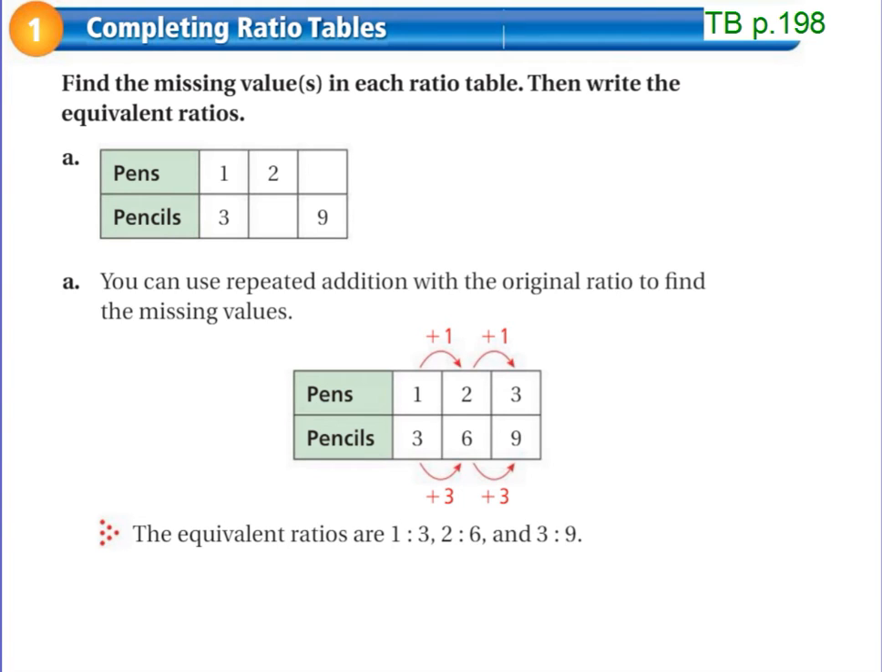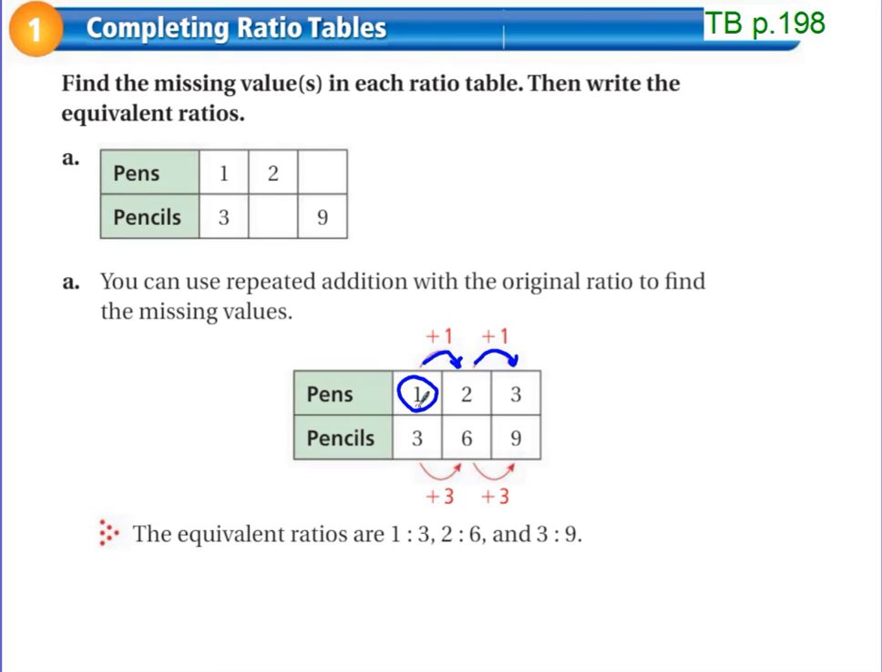Okay, this is on page 198 as well. It says to find the missing values in each ratio table, then write the equivalent ratios. So in the first example, we're talking about pens and pencils. Now notice the pens, to get from 1 to 2, I'm simply counting by 1. So 1 to 2, I'm adding 1. And 2 to 3, I am also adding 1. So I'm just adding the value of the first number in the table.